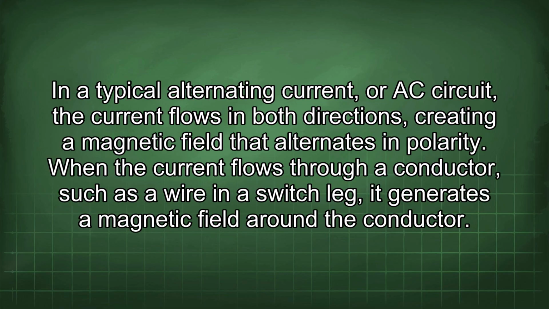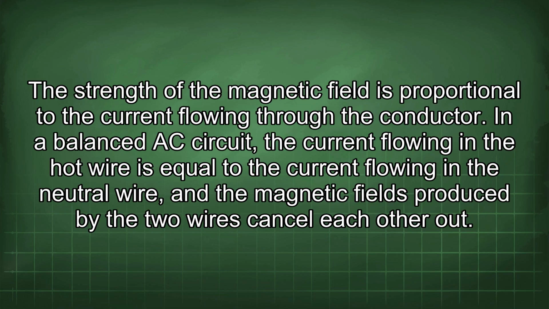In a typical alternating current, or AC circuit, the current flows in both directions, creating a magnetic field that alternates in polarity. When the current flows through a conductor, such as a wire in a switch leg, it generates a magnetic field around the conductor. The strength of the magnetic field is proportional to the current flowing through the conductor. In a balanced AC circuit, the current flowing in the hot wire is equal to the current flowing in the neutral wire, and the magnetic fields produced by the two wires cancel each other out.